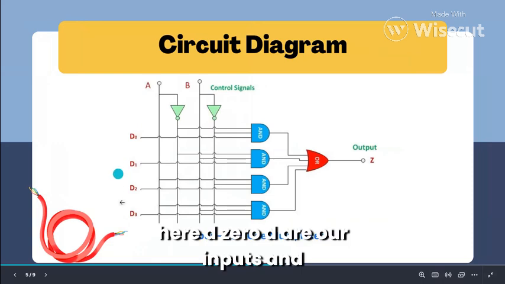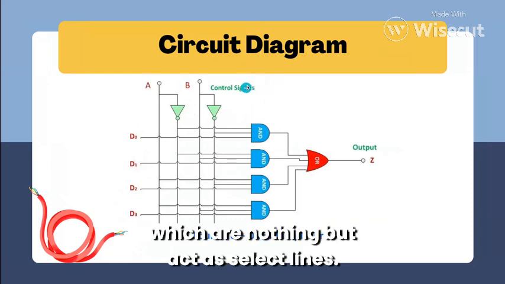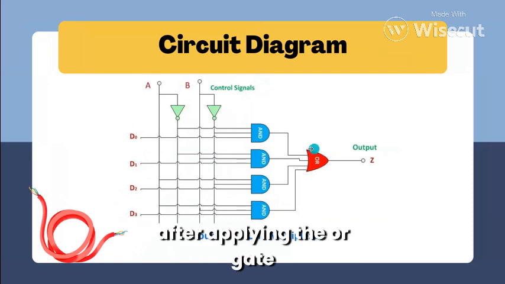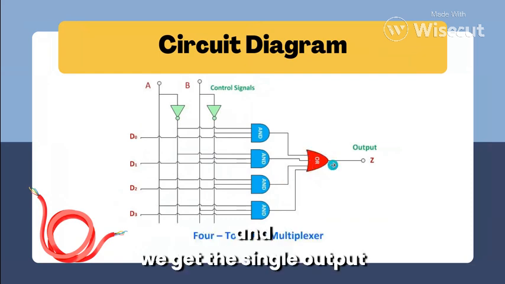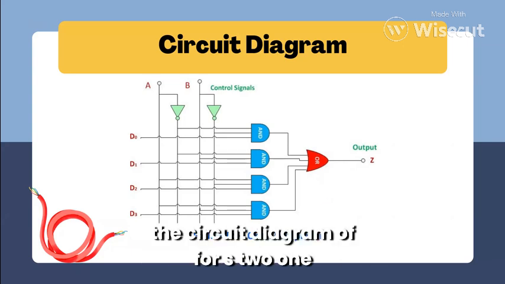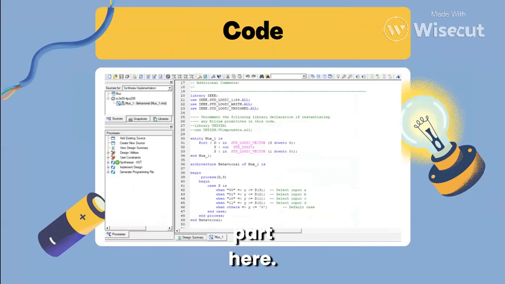So basically here D0, D1, D2, D3 are our inputs, and A and B are control signals, which act as select lines. And here we get 4 AND gates for D0, D1, D2, D3, and after applying the OR gate, we get the single output for the 4:1 multiplexer, which is the circuit diagram of the 4:1 multiplexer. So let's see the code part here.